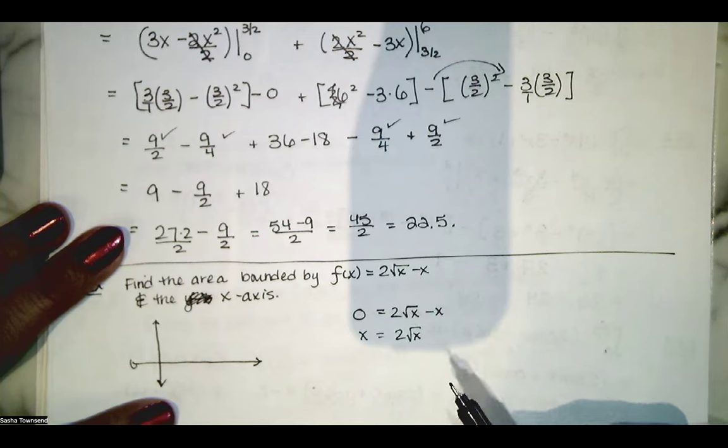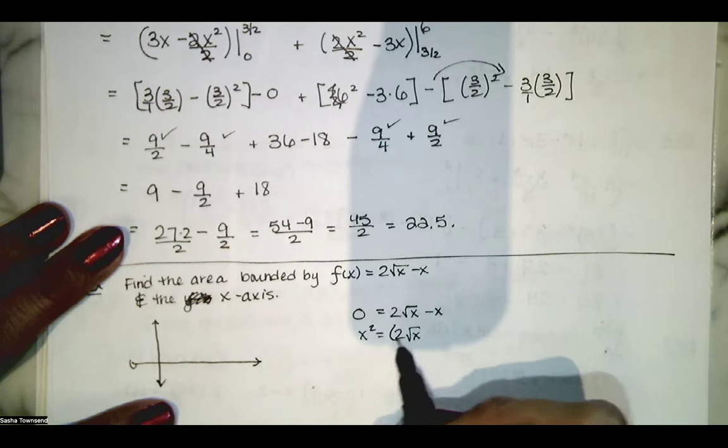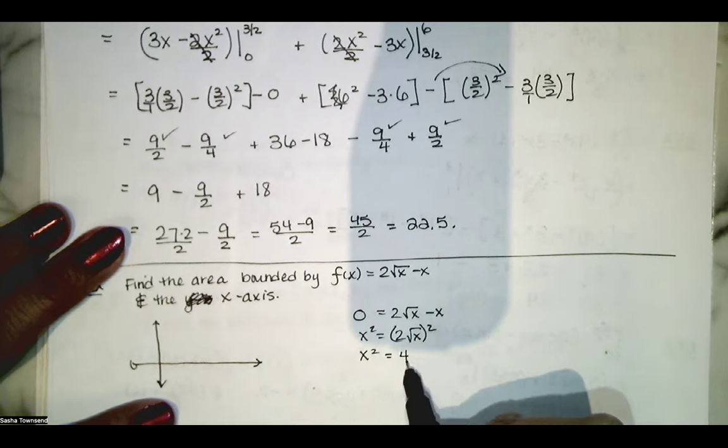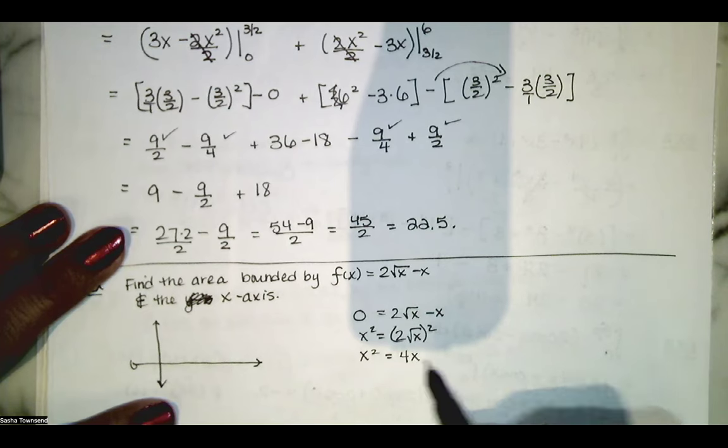And then to get rid of the radical, we'll square both sides. So square that and then square that. So we get x squared here. Now you've got a product here, so you square the 2 and you square the square root. So 2 squared is 4, and the square root of x squared is x.